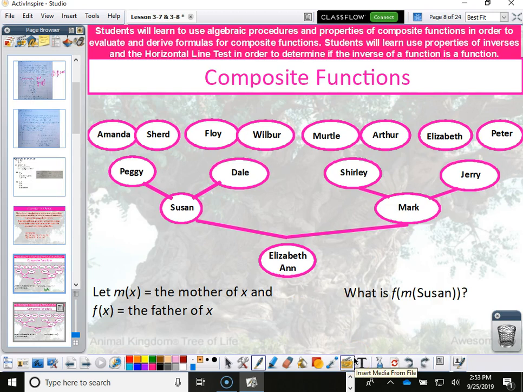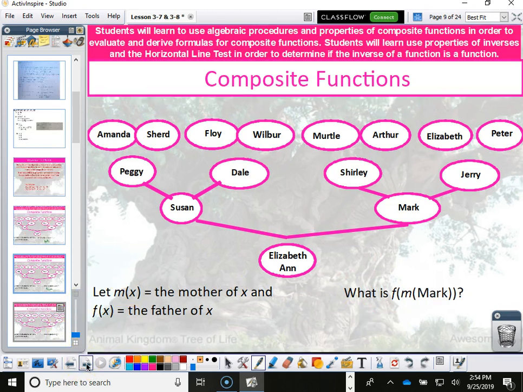The next question says, m is the mother of x and f is the father of x. So this question says, what is the f of the m of Susan? We can't do the m of the f because then it looks like you're saying mf Susan, so we don't want that. So we've got the f of the m of Susan. So we're starting with Susan. We want to find the mother of Susan, who is Peggy. And then we want to find the father of Peggy, who is Sherd. So these are composite functions. Very simplistic composite functions, but composite functions nonetheless.